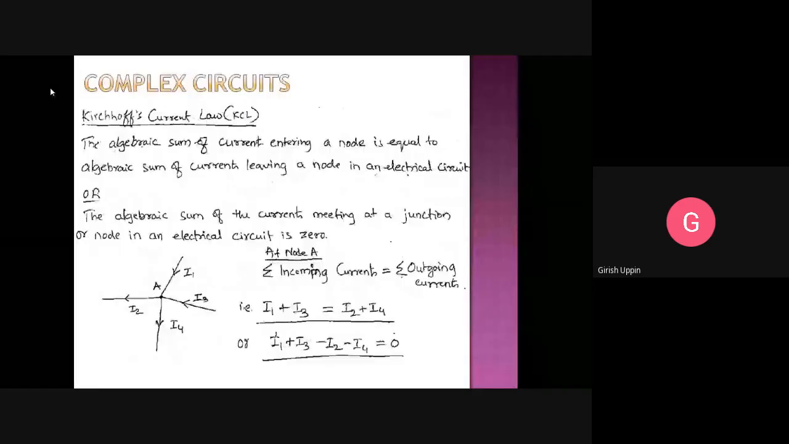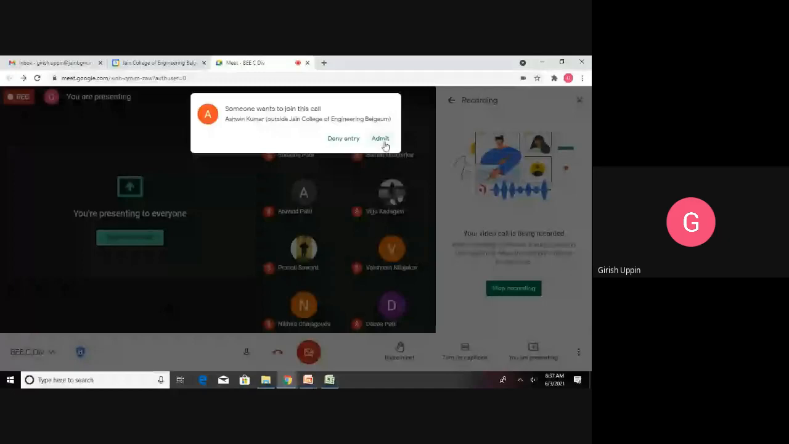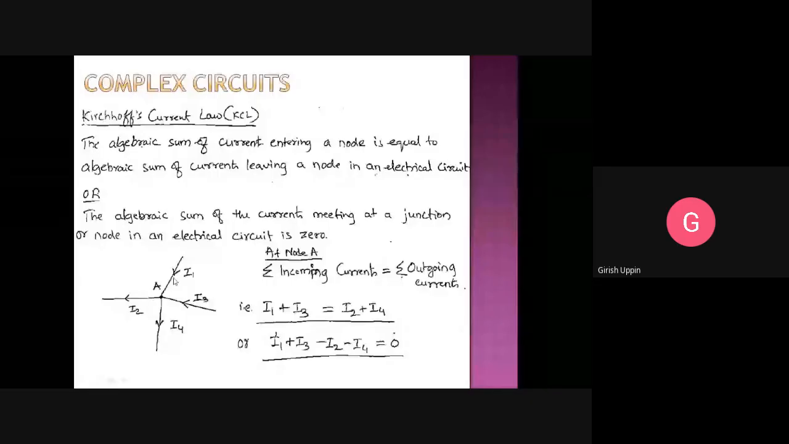And what is Kirchhoff's current law? In any electrical node, so if you have a big electrical circuit, in any node, the sum of incoming currents is equal to the sum of the outgoing currents. You can see here I1 and I3 are incoming currents. They are coming towards the node, and these two currents are going away from the node. I2 and I4 are called outgoing currents.